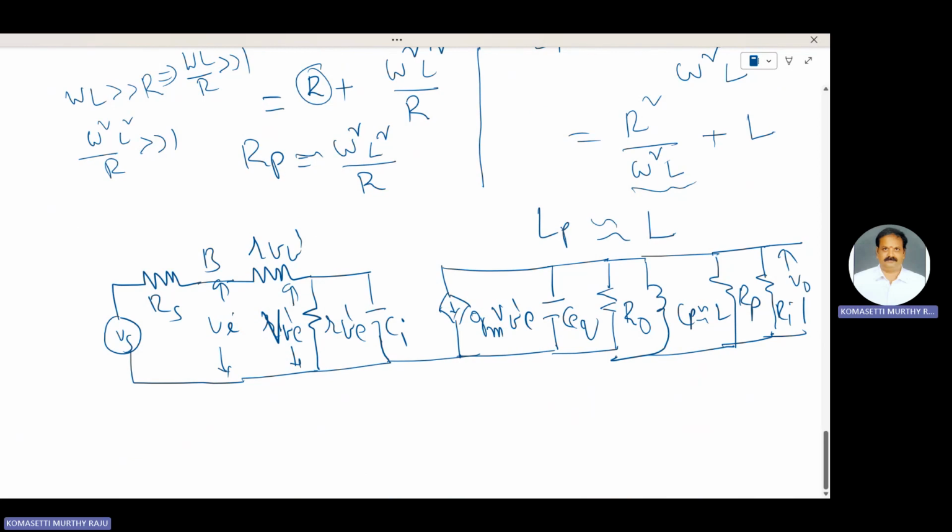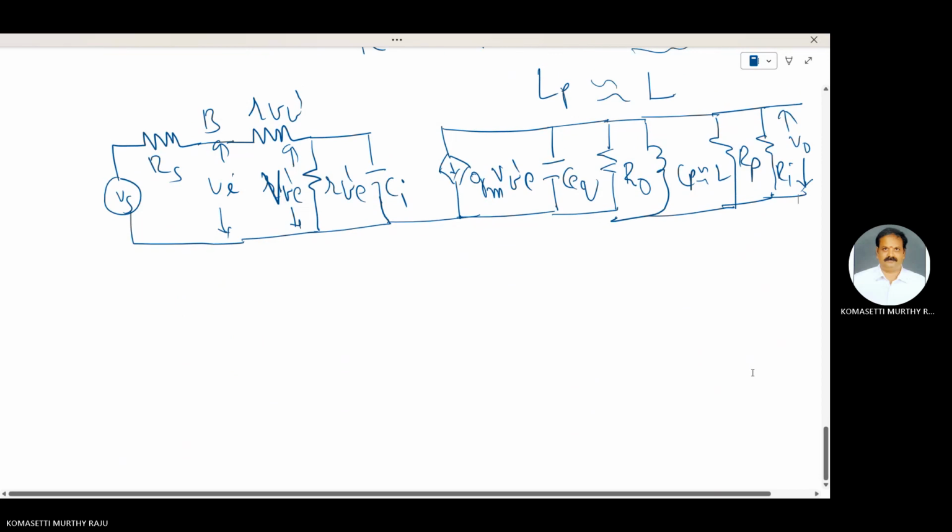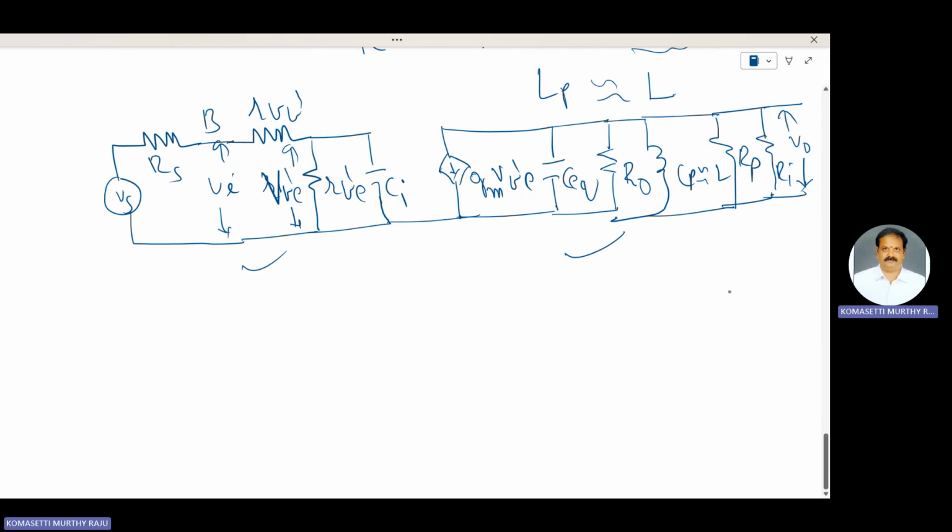V naught here, V naught here. At the input side, we have this equivalent circuit. At the output side, this equivalent circuit. LP, this one is LP is equal to L, RP, RI. Generally, you have to define two types of quality factors: unloaded quality factor and the loaded quality factor.